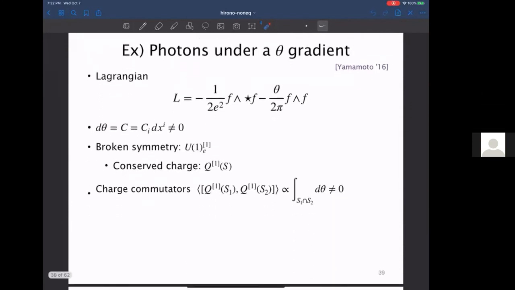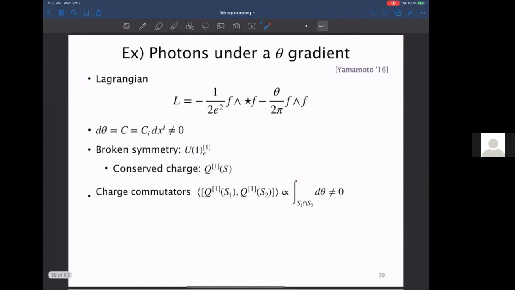And as a slightly non-trivial example, we can consider photons in the presence of a gradient of the theta angle. This kind of system, and its relation to some non-relativistic dispersion relation, has been discussed by Yamamoto. And its Lagrangian is given by this form. This is just a Maxwell Lagrangian, and there's also some theta term, but this theta is actually space dependent. And so it has some gradient, which is a constant vector.